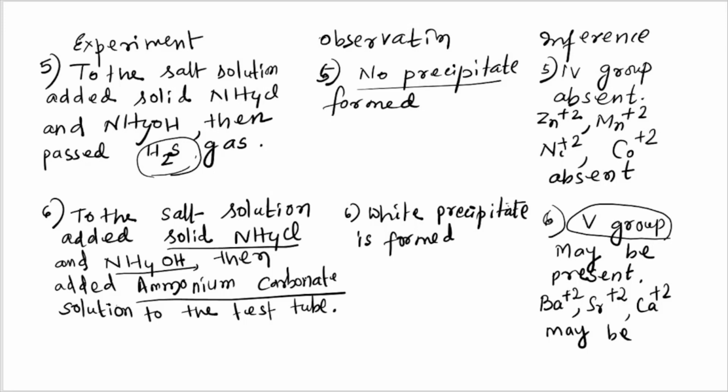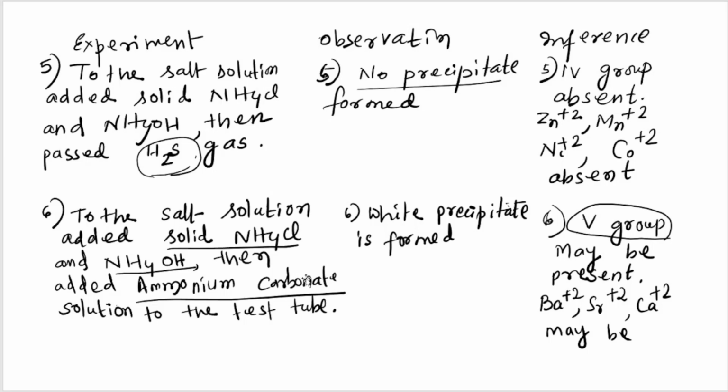What are the radicals of the 5th group? Ba plus 2, Sr plus 2, Ca plus 2 may be. Now the question is, it may be 1 only, not 3. Then we will find 1 by 1 by the confirm test. Ba plus 2 first you will proceed. If it is not satisfied, it has a negative result, then you proceed to Sr plus 2. If there is also a negative result, not satisfied by any test, then you will proceed to the Ca plus 2 ion, Ca plus 2 radical.